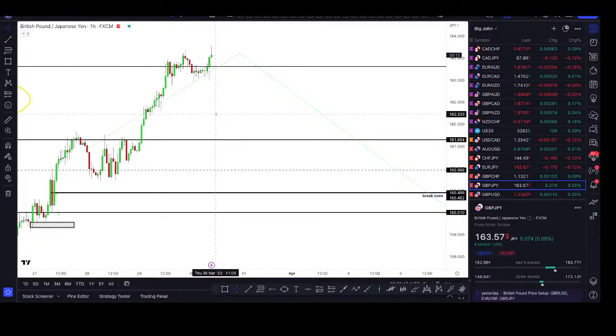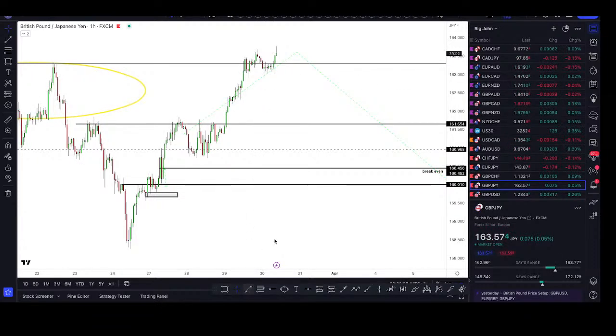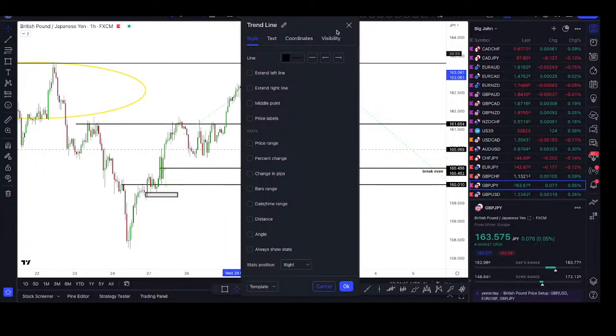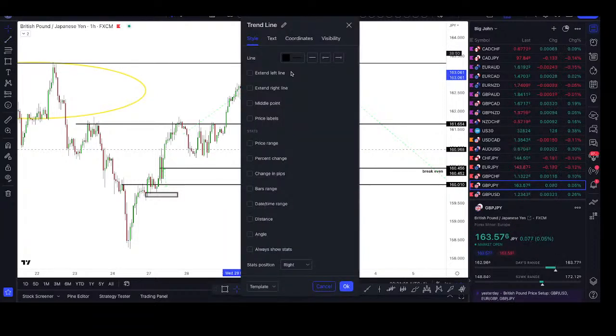I'll check US 500 as well. Give me a second. I'll be looking for a sell on US 500 soon. Yeah, so it's 1 hour structure levels here. So don't look for any sell setups until it breaks this level here on GJ, which is the 163.061. So here's your 1 hour break of structure.